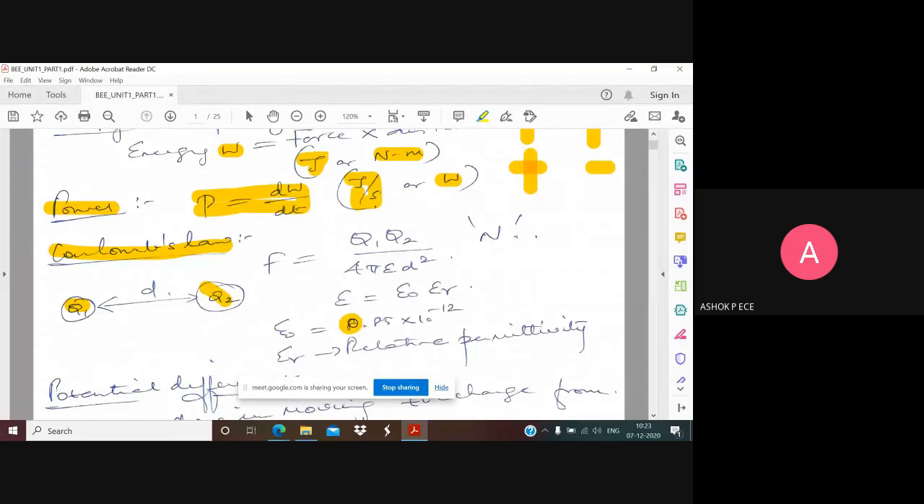Epsilon naught value is constant. We know this, 8.853 into 10 power minus 12. And epsilon r is the relative permittivity of the medium. Usually, if you consider air medium, epsilon r value is going to be 1. If you consider some other medium like water, epsilon r value will not be equal to 1. It will be a higher value.